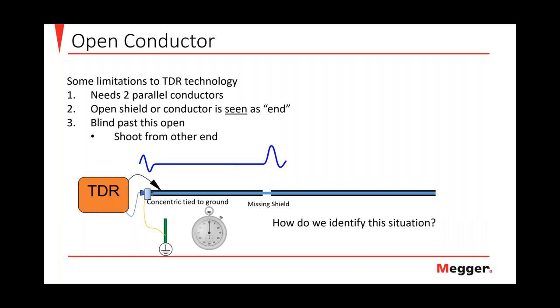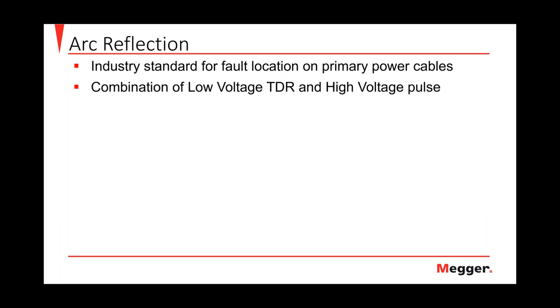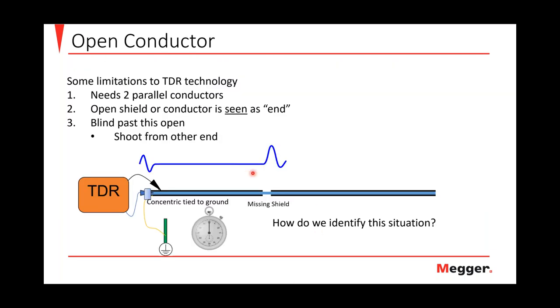And how do we identify that situation? If you have unjacketed cable, one option is if you know that this cable is 500 feet long, and the TDR is only showing 200 feet, you can make these connections on the other end and shoot it backwards and see if you make up the remaining distance and show that additional missing cable. Then you can rectify that, but ultimately, that should be repaired.